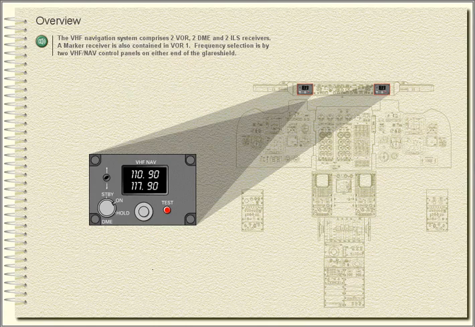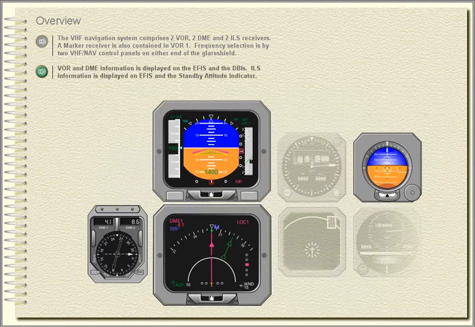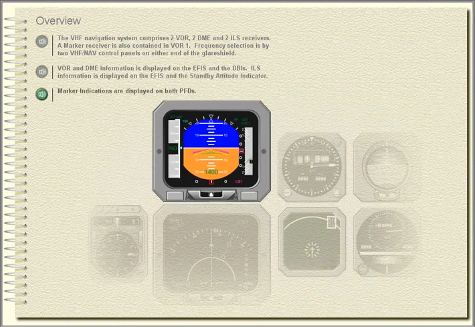Overview. The VHF Navigation System comprises 2 VOR, 2 DME and 2 ILS receivers. A marker receiver is also contained in VOR1. Frequency selection is by 2 VHF nav control panels on either end of the glare shield. VOR and DME information is displayed on the EFIS and the DBIs. ILS information is displayed on EFIS and the standby attitude indicator. Marker indications are displayed on both PFDs.